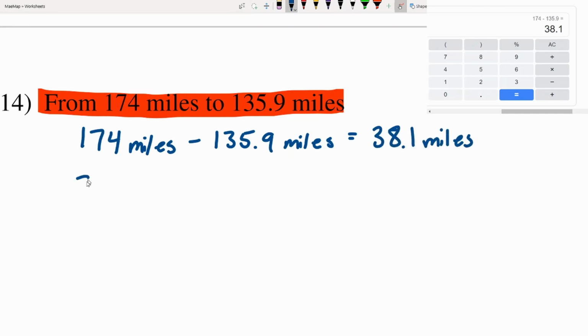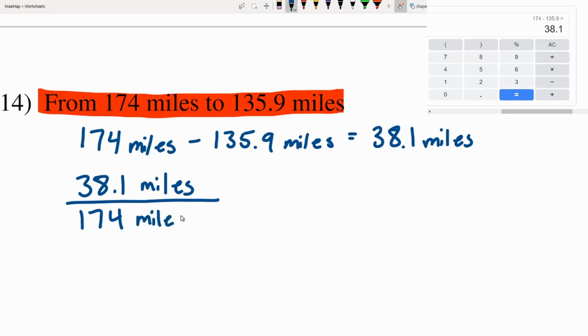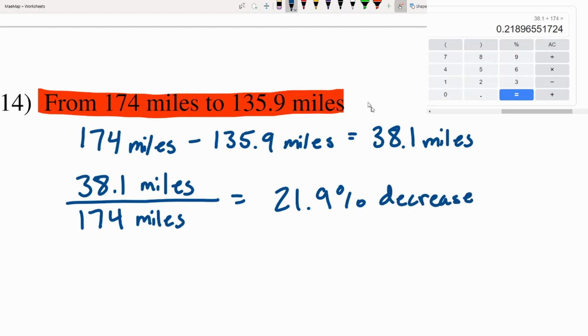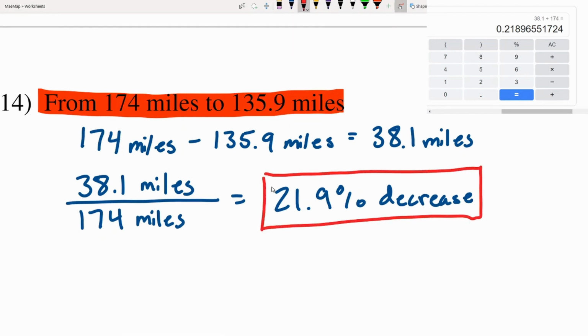So I'm going to take that change and divide it by the start. And this is going to give me my percent change. So taking 38.1 and dividing it by 174, that'll leave me with 0.2189, which rounds to 21.9%. And that was a decrease. So a 21.9% decrease for number 14.